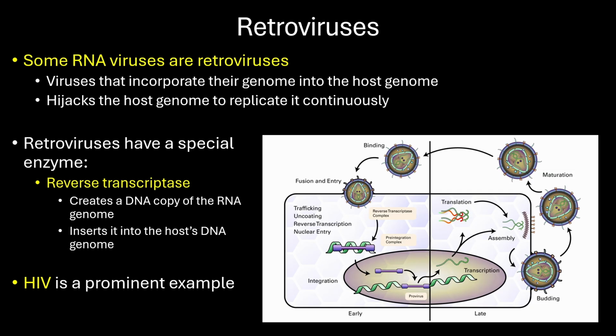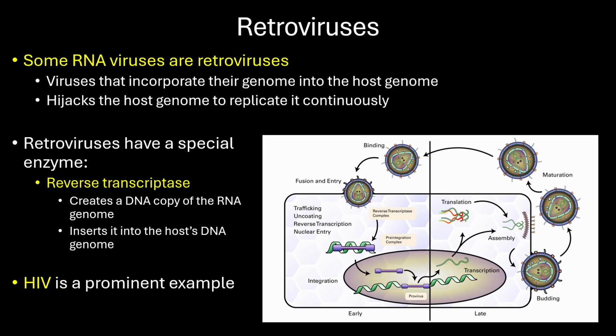Well, some of these RNA viruses are also retroviruses. This is a type of virus that does something a little bit odd. It takes their genetic information and incorporates it directly into the genome of their host. And in doing so, they force it to replicate that viral genome essentially indefinitely. This is a really interesting quality because, remember, this is an RNA virus.